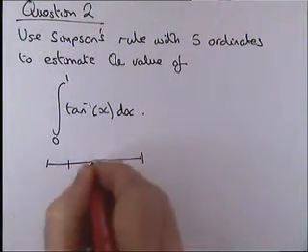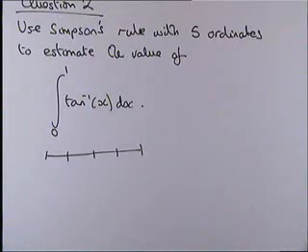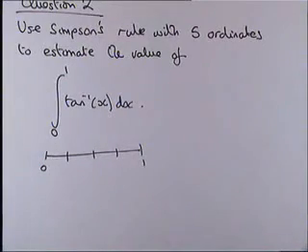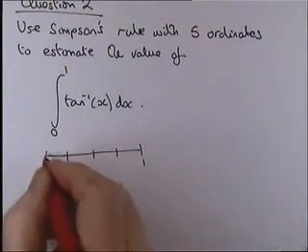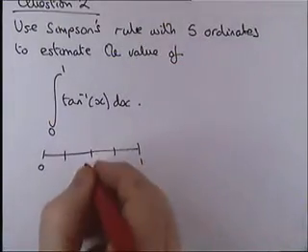Now there are 2 ways that they could ask you to do an approximate answer, an estimate of the answer, and that's by either defining ordinates or by defining intervals. Now remember, there's always one more ordinate than intervals. In this particular diagram, the region between 0 and 1 has been split up into 4 intervals using 5 ordinates, because it includes the 0. The 0 is included.